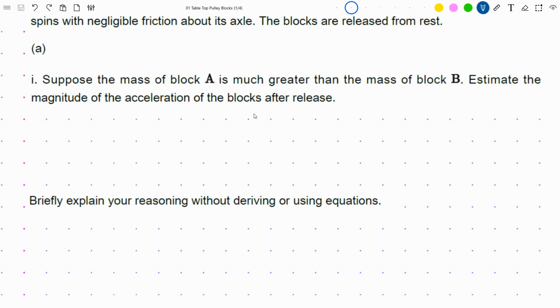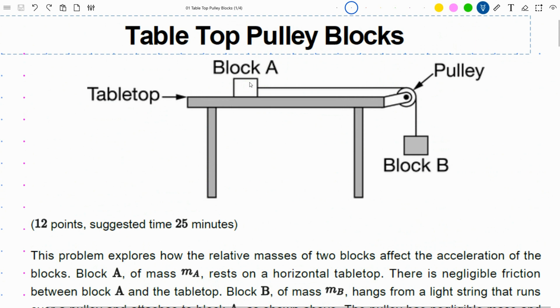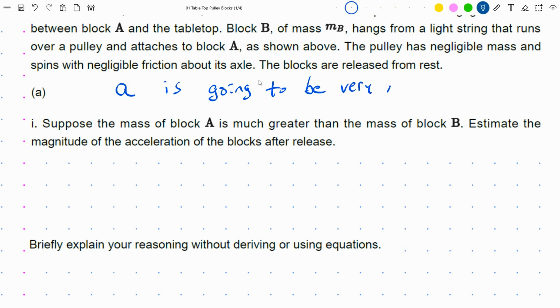So estimating the magnitude of the acceleration of the block, and again, in this situation with block A being wildly more massive, any acceleration is going to be very, very small. How small would depend on the exact values here, but if you push it to that extreme, I think I'm willing to say that block A will have a, quote, negligible acceleration. So in answering the question, I'm just going to say that the acceleration is going to be very nearly zero. And that's really all you have to say.